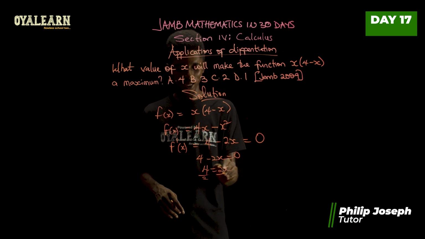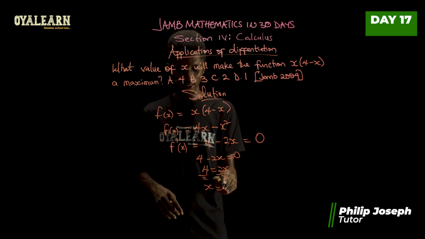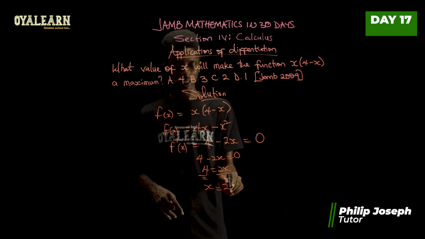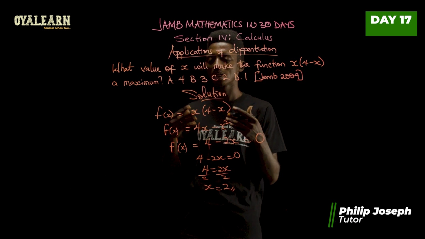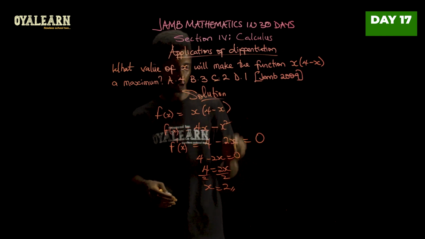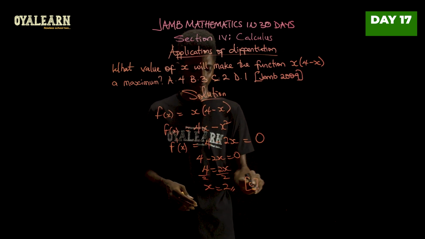And when we divide both sides by 2, x equals 2. So this is the value of x that will make it maximum. So the correct option there is C.